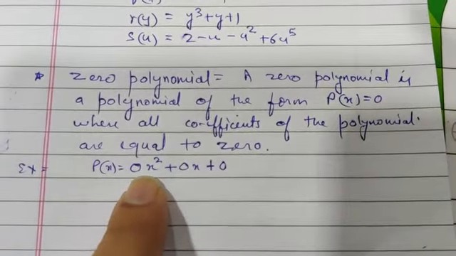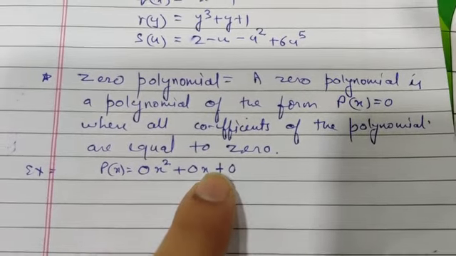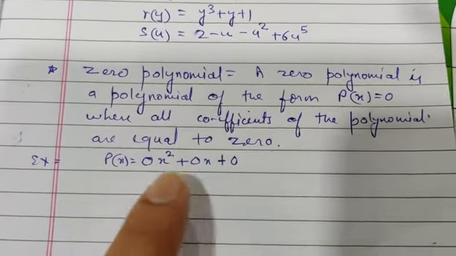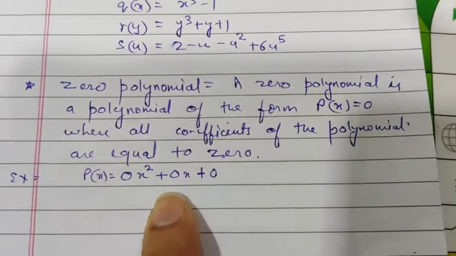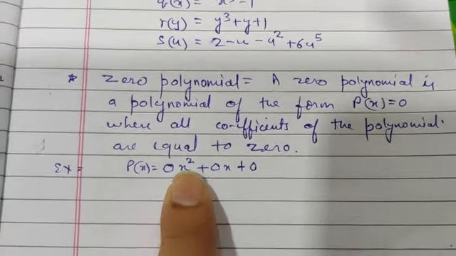एग्जाम्पल भी हमने लिया यहाँ पर 0x to the power 2 plus 0x plus 0. या कोएफिशिएंट सारे 0 लिए, तो आप जब इनको सॉल्व करोगे एक्चुअली तो आंसर 0 ही आना है. So we can call it zero polynomial.